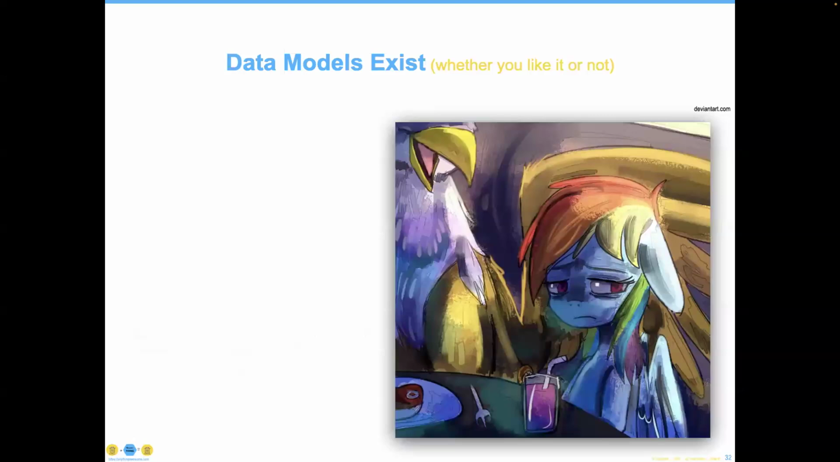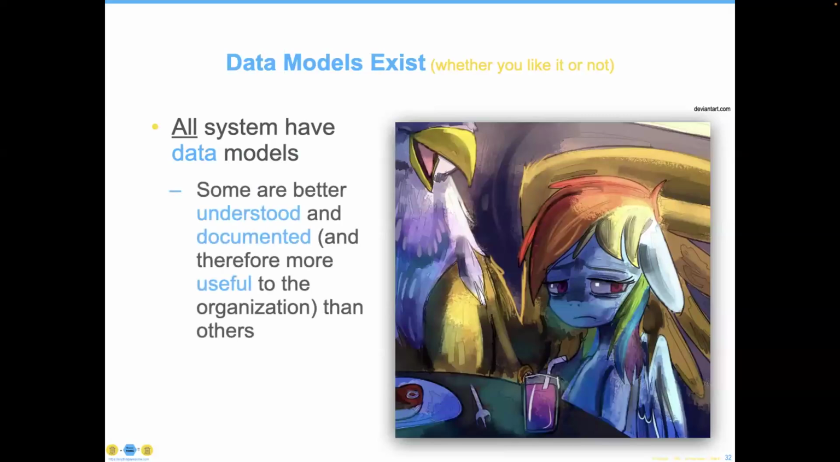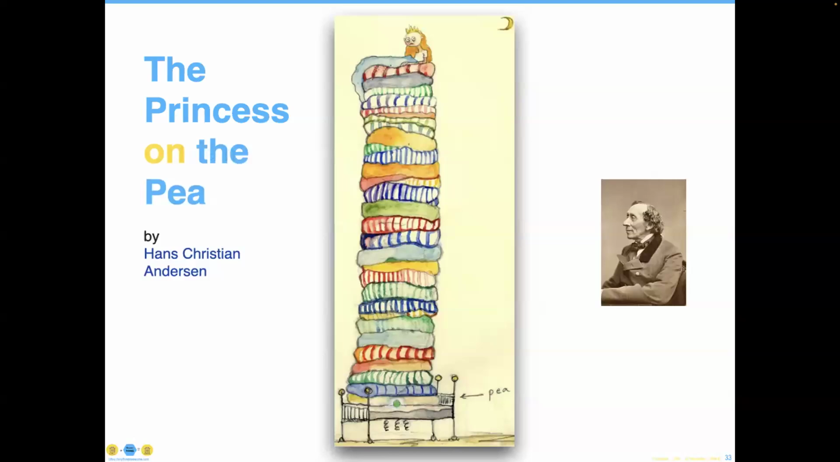So for all complex systems, they have data models. The question is whether you know them or not. Because if you don't know them, if you don't understand them and have them documented, they cannot be useful to you. I'd like to take us now to the Princess and the Pea reference here.